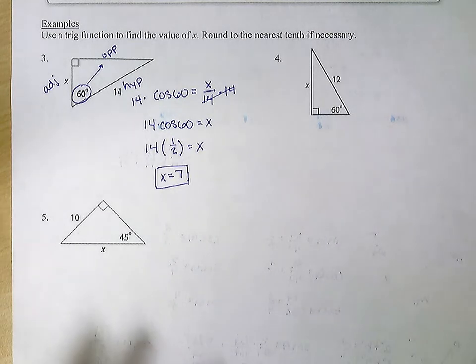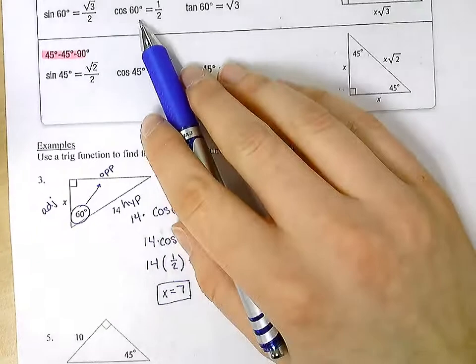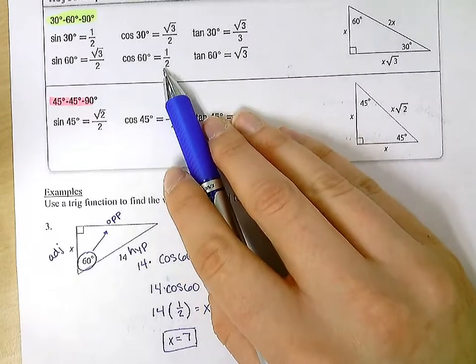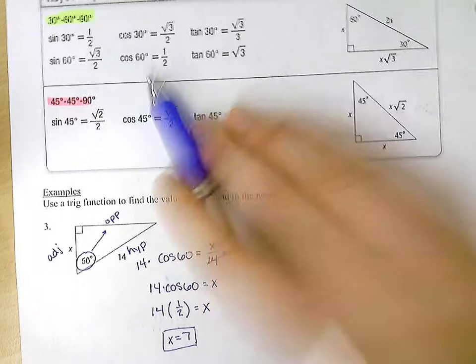Wait, where did you get the 1/2 from? Cosine of 60 is equal to 1/2. So I just replaced cosine of 60 with 1/2.